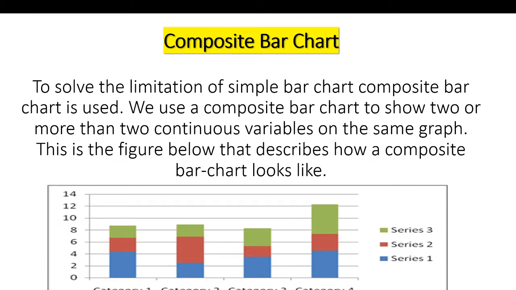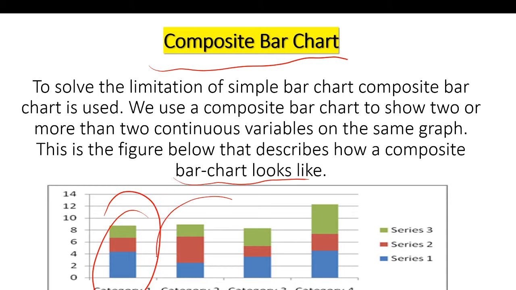So then the next is the composite bar chart. In the bar chart, to solve the limitations of the simple chart, the composite bar chart is used. We use a composite bar chart to show two or more continuous variables on the same graph, right? Meaning in this one graph, two or more composites are being illustrated, so that is called a composite bar chart. The figure below shows what a composite bar chart looks like, so it would be something like this. In one stack, it is given with the other information.